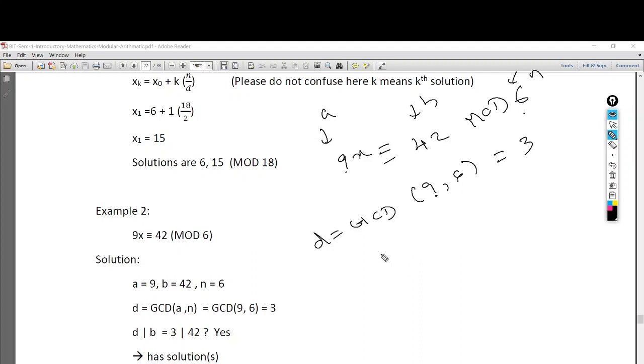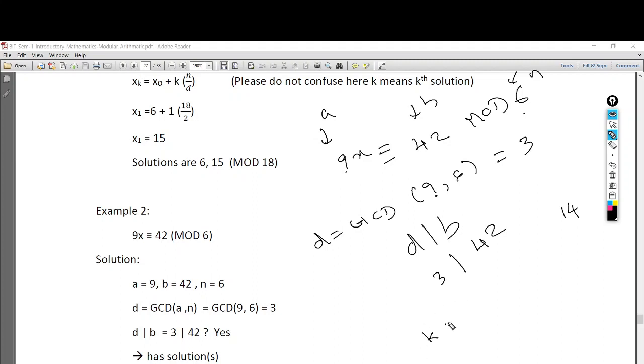Now we want to check whether we have a solution or no solution, that is, whether d divides b. d is 3, and b is 42. Yes, 3 divides 42, because 42 divided by 3 is 14 without remainder. So that means yes, we are going to have solutions. The next step is to find the number of solutions. You don't have to memorize this. We call it k.